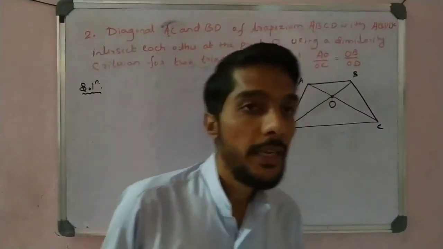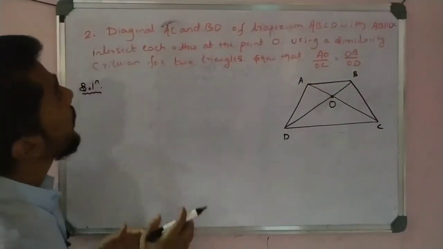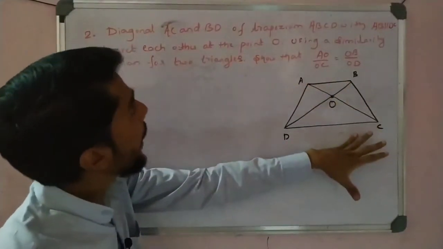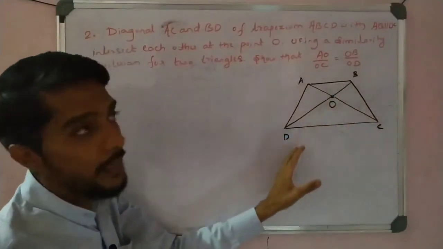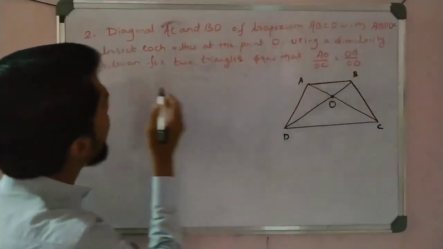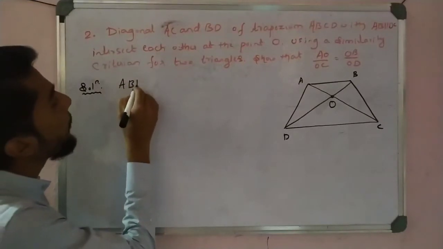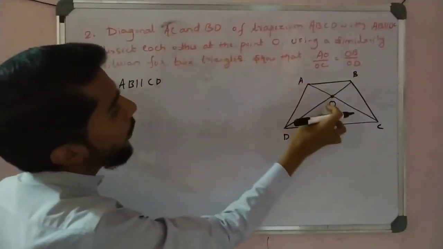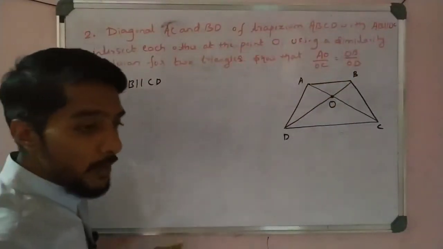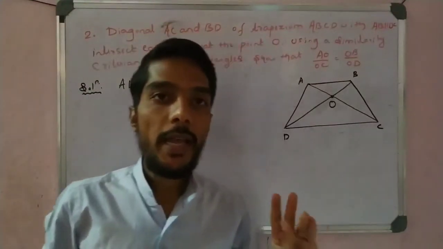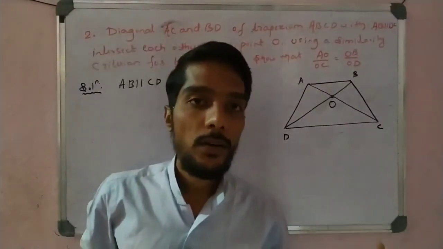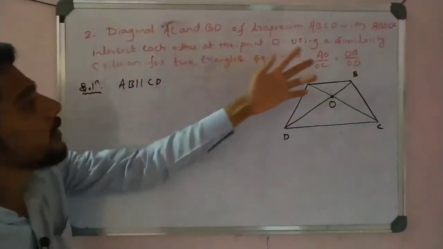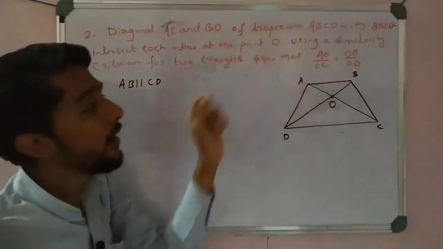Now guys, take the second example of the exercise question, which is very important. A trapezium ABCD is given, and AC and BD are the diagonals, where AB is parallel to CD, right? Opposite sides are parallel. They intersect at a point O. Using a similarity criterion, that is, the four criteria we studied, AAA, AA, SSS and SAS, I use any one and prove this identity.